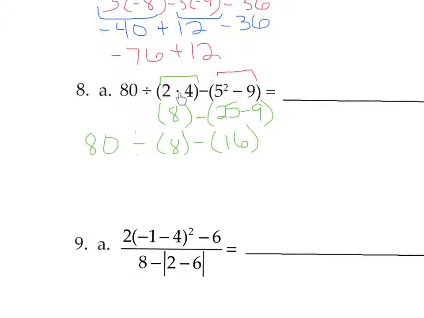So that was the grouping symbols. The only exponent we had was inside the grouping symbols, so it's done now. We're up to multiply and divide, and here's the divide. 80 divided by 8 is 10. 10 minus 16, these are opposite signs. The negatives are going to win because they have more, so we're left with negative 6.